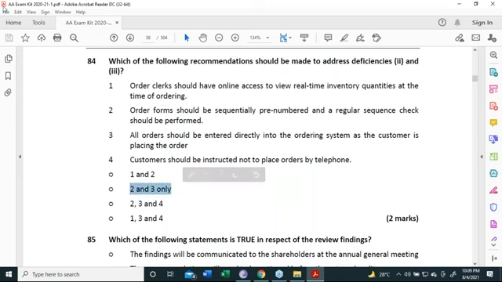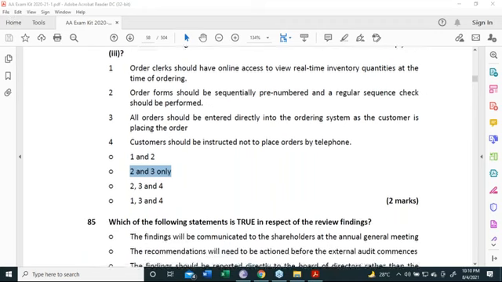Is this clear? C is not the correct answer because C incorporates the fourth. And the fourth statement says that you are supposed to ask your customer not to place orders on phone. Why would you do that? B is your answer, 2 and 3.